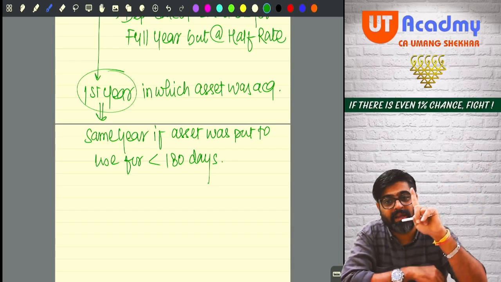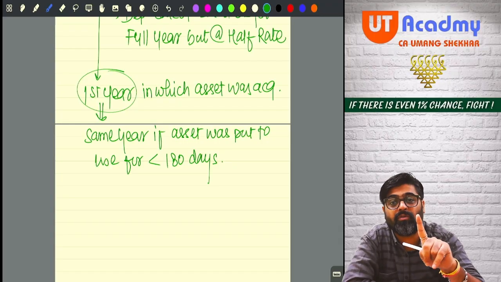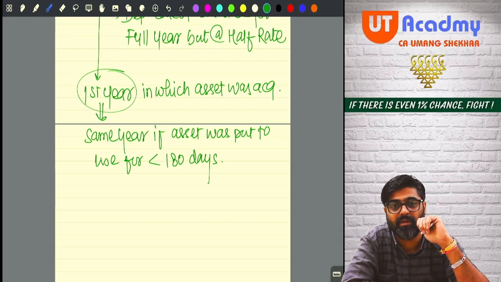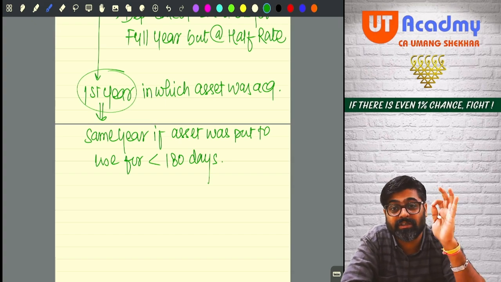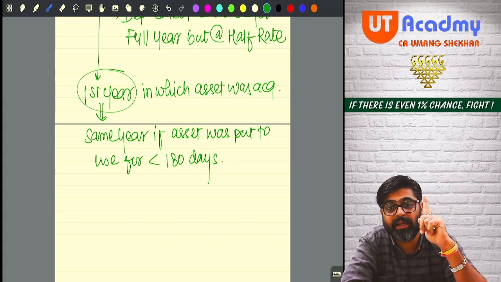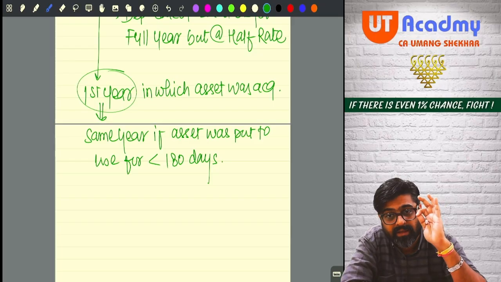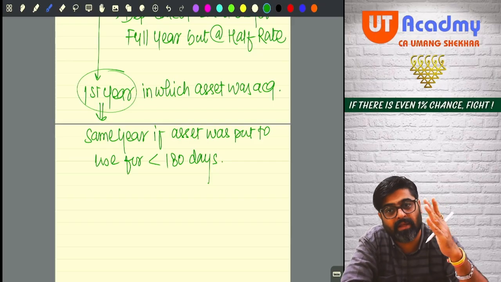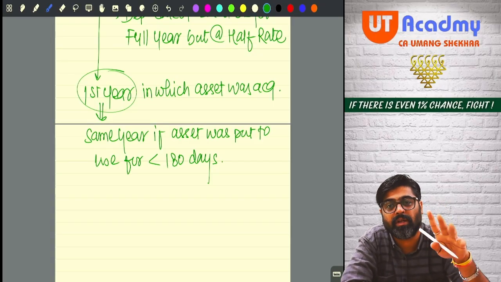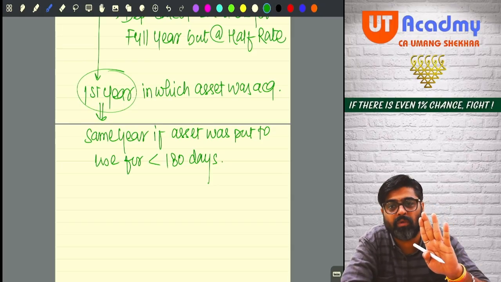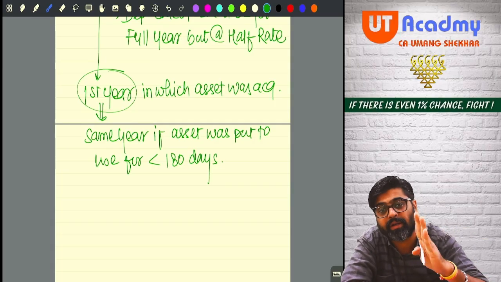Always at full rate. But in one exceptional case, the calculation will happen for the full year at half rate, in the first year in which the asset was acquired, if in that same first year the asset was put to use for less than 180 days. The depreciation for that first year cannot be calculated at full rate, it will be calculated at half rate only.